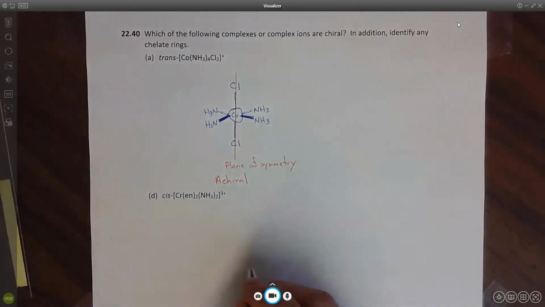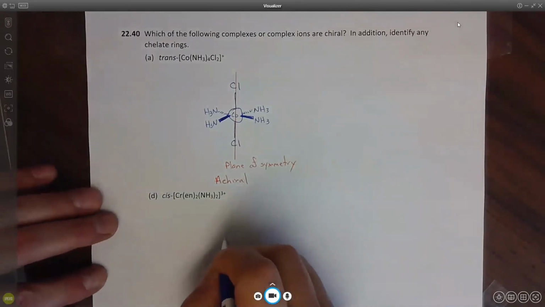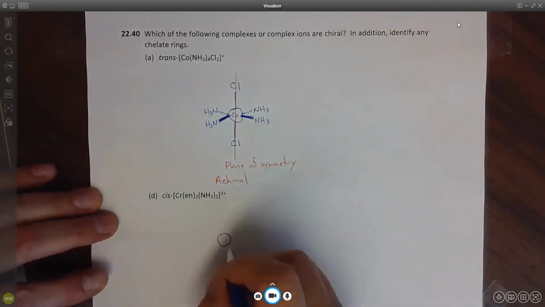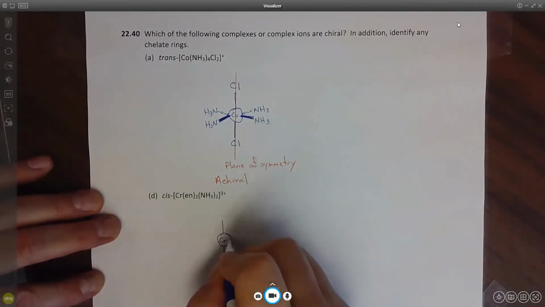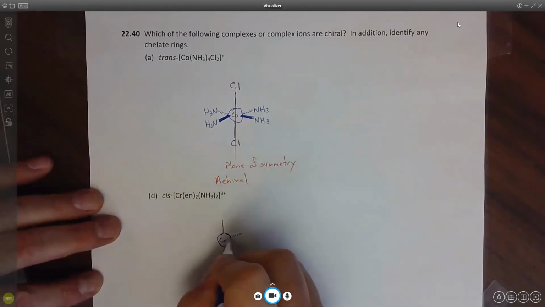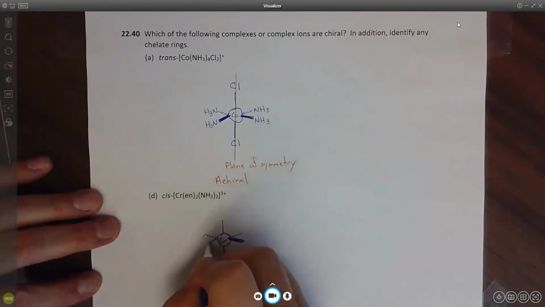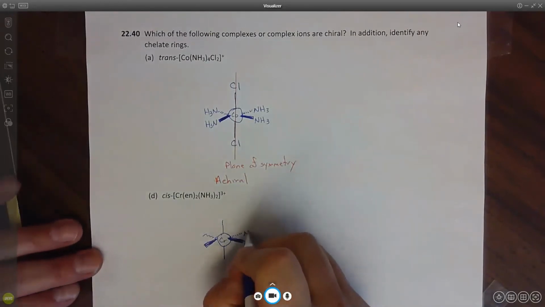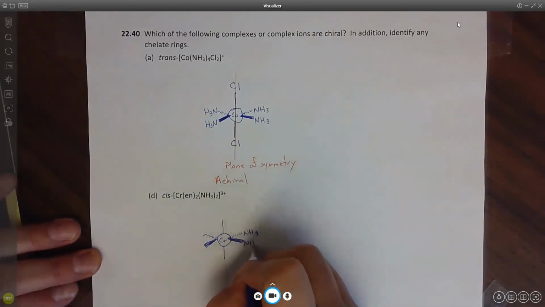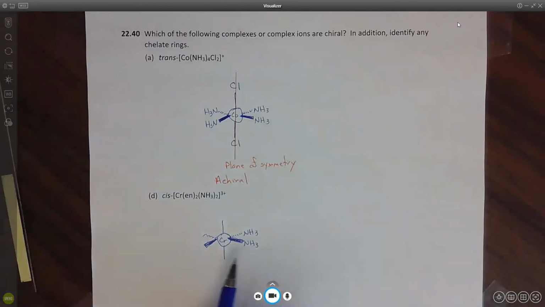So we're going to need then to draw the central atom, which is our chromium, and then again, 1 up, 1 down, 1 going back into the page and 1 coming out at 90 degrees, 1 going back into the page and 1 coming out at 90 degrees. And so there is our structure. Now this time it's cis, so that means they're on the same side. So let's draw both of these ammonia on the same side of the molecule. And then we have this ethylenediamine.